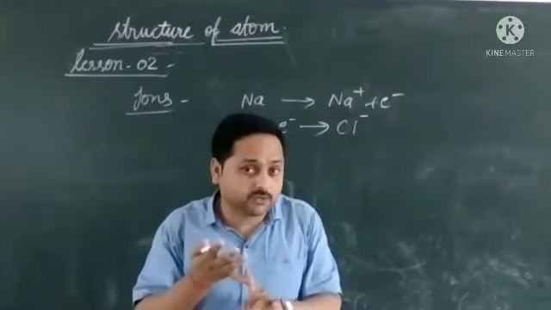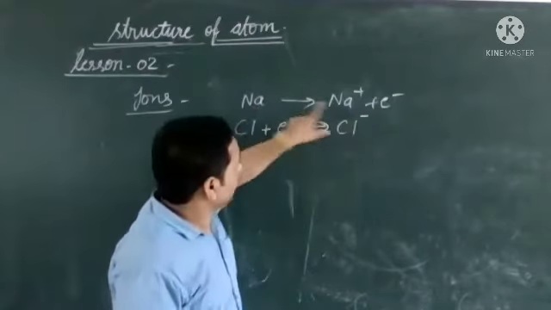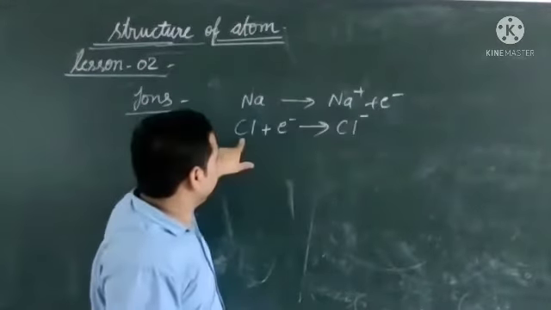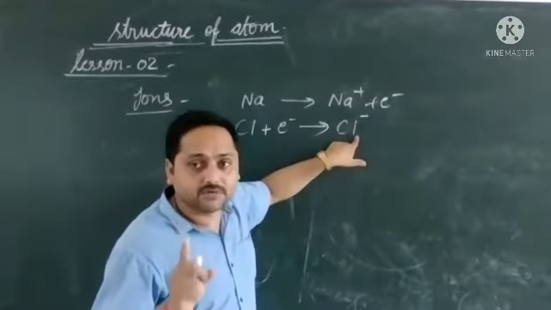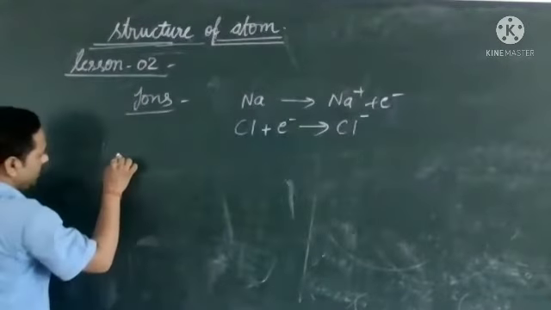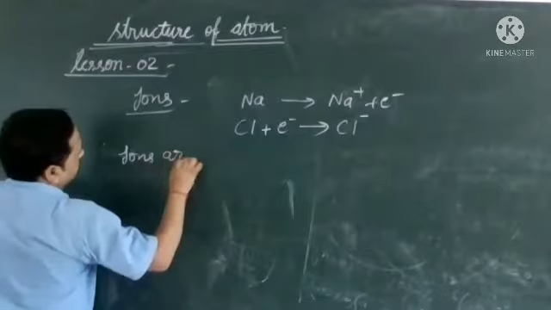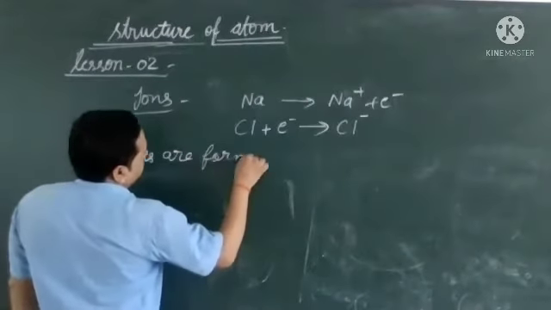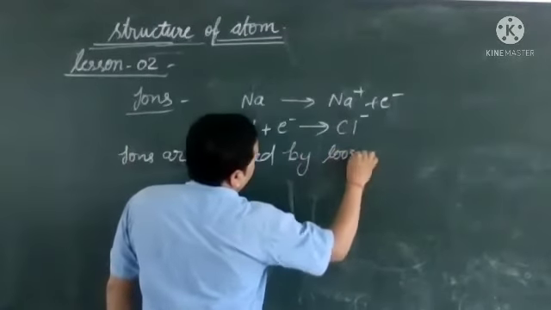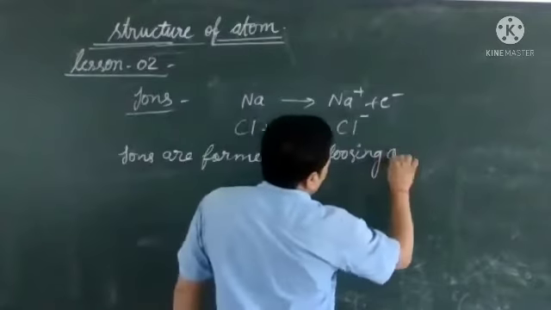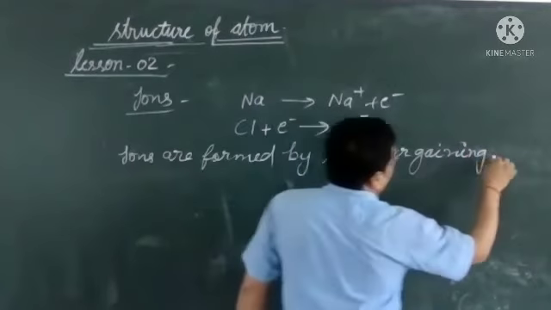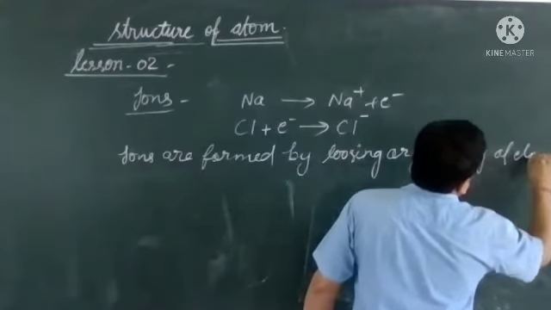When they lose, they will form positive ions, and when they gain, they will form negative ions. Got it? So we can write here: ions are formed by losing or gaining of electrons.